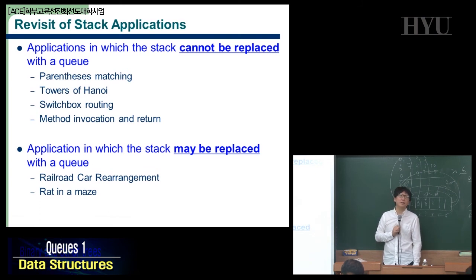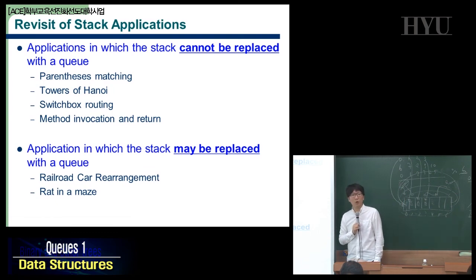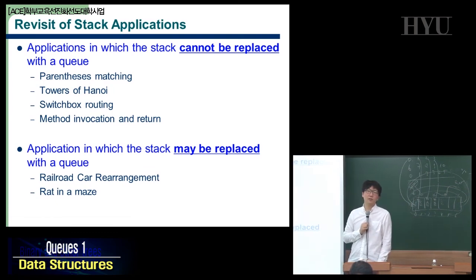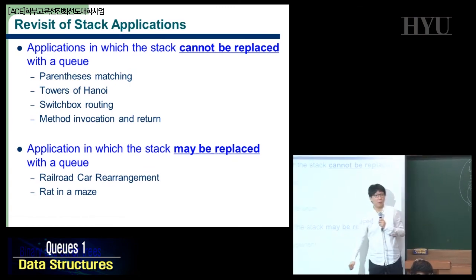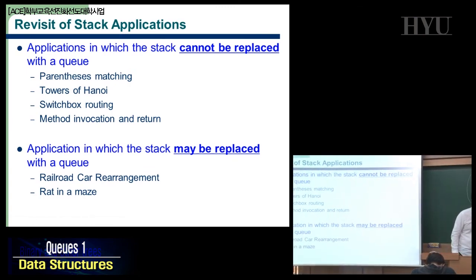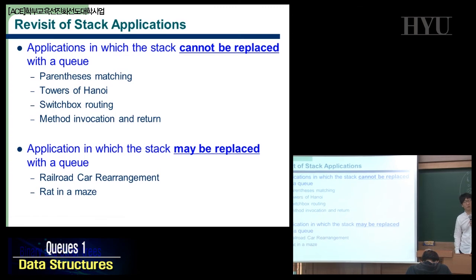When we were discussing space-time complexity, there was some part we left out. When you try to call another function from another program, the extra memory space required is usually stored by stack-like operations. Those we didn't discuss that much. But this one also cannot be replaced by a queue, it can only be done with a stack. Applications, and which stack may be replaced with a queue.